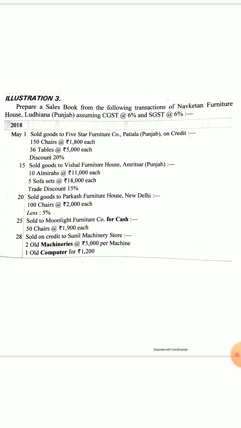Again sold goods to Vishal Furniture House, Amritsar. Places have been mentioned so that you will understand whether CGST and SGST will be applied there or IGST will be applied there. That means whether it is intrastate or interstate. So let's see now how it has been made, the solution.